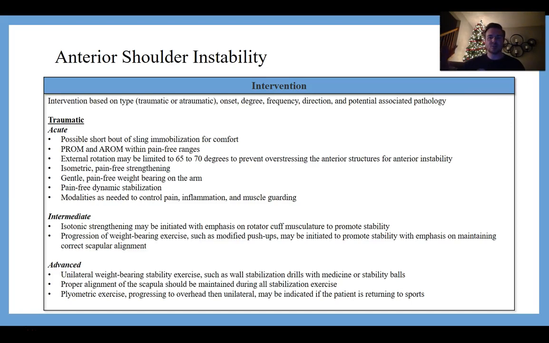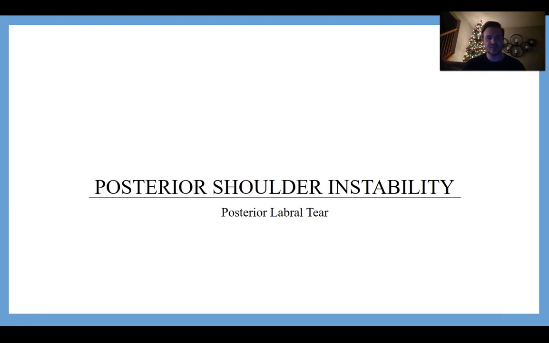You're being cautious with the positions that may cause this injury. We're talking about external rotation, especially up in the abducted position, or anything where your hands are getting outside of your field of view when you look straight forward. Those are positions that may cause instability. And then in the intermediate and advanced phases, you're progressing with strength training, weight-bearing exercises, proprioception, scap and cuff program, until finally getting to plyometrics and return to sport interventions.